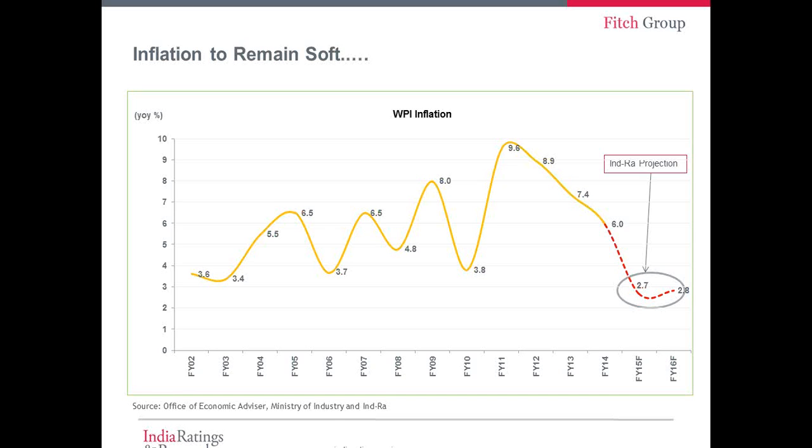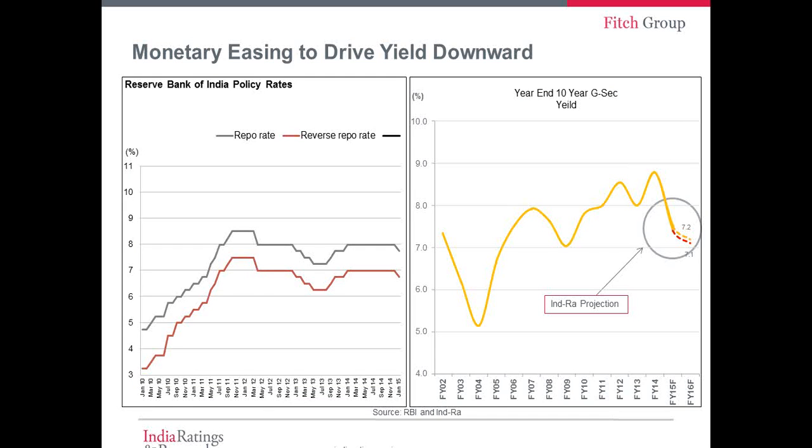Now, with this kind of inflation expectation, it is quite obvious that it will have its impact both on monetary policy as well as the yield on G-Secs, government bonds. And RBI just a few days back cut the repo rate after a gap of almost 1.5 years. So the repo is now down to 7.75 and reverse repo to 6.75.